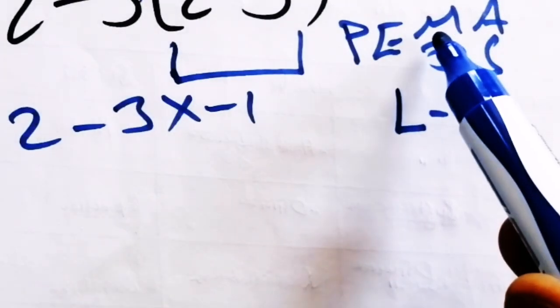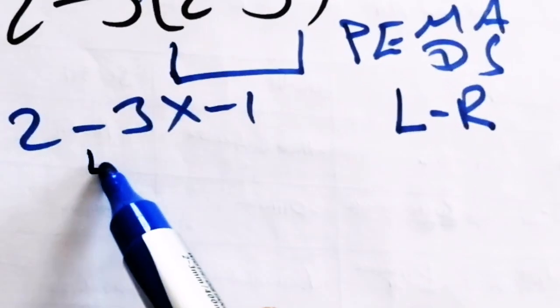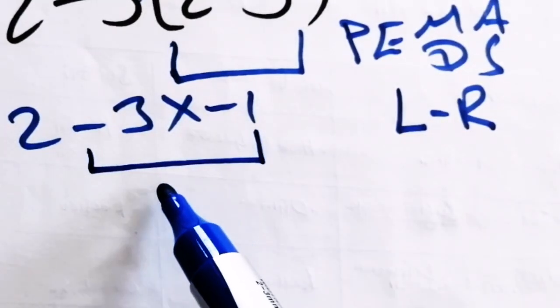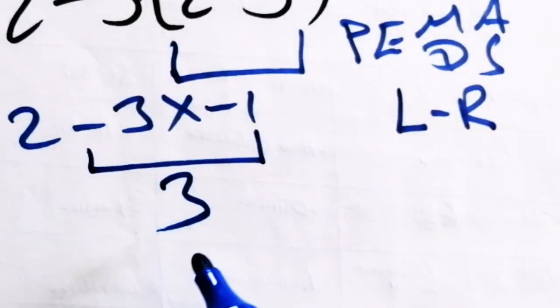Okay, because multiplication comes before subtraction. Therefore, we have to multiply this number first. Negative 3 times negative 1, which gives us positive 3. Okay, because negative times negative is positive.